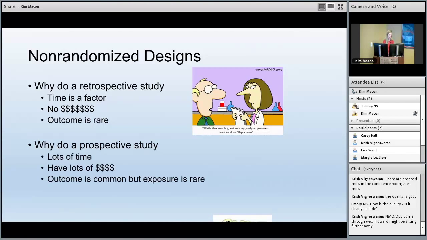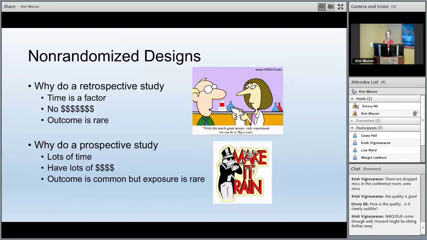So why do you do a prospective study? Well, you have lots of time. Usually you have money. And your outcome is common, but your exposure is rare. So it's really important to identify people by their exposure up front.